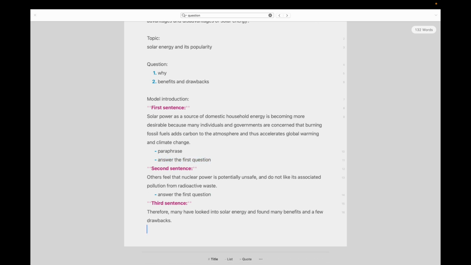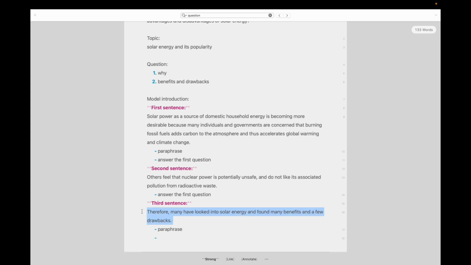Alright, let's read the third sentence. The third sentence is the key, it's the goal of the entire paragraph. Therefore, many have looked into solar energy and found many benefits and few drawbacks. So according to the British Council, it likes 2 things in this sentence. First, obviously, it paraphrases.